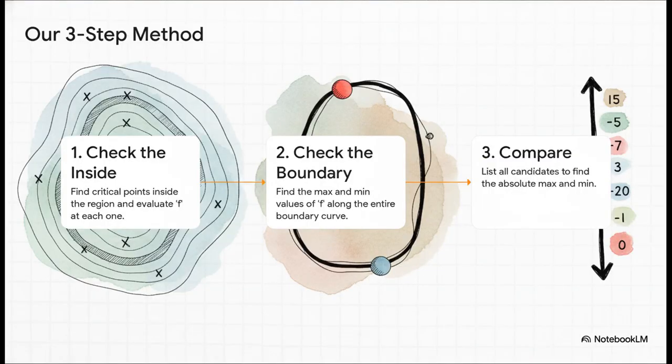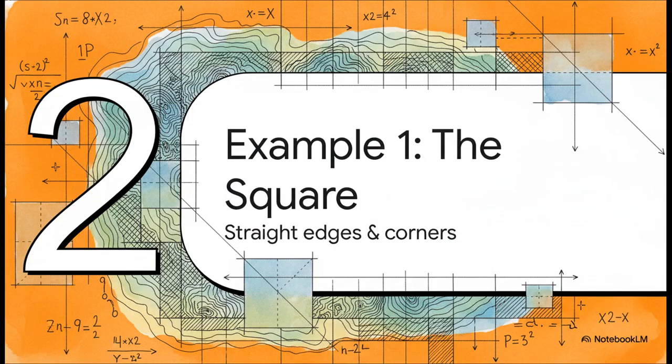And here is the how, our repeatable 3-step method. Step 1, find all the critical points inside the region. Step 2, find the extreme values on the boundary. This can be the tricky part. And step 3, you just list out all the candidate values you found and you pick the highest and the lowest from the list. That's the whole process right there. All right, enough theory. Let's put this method to work.